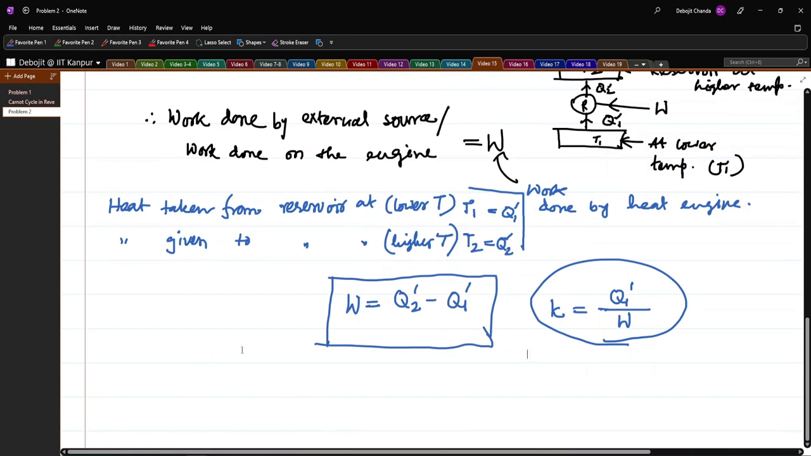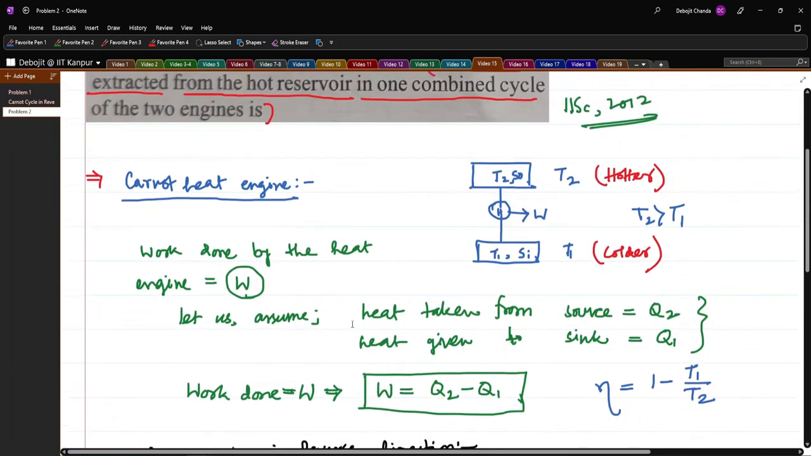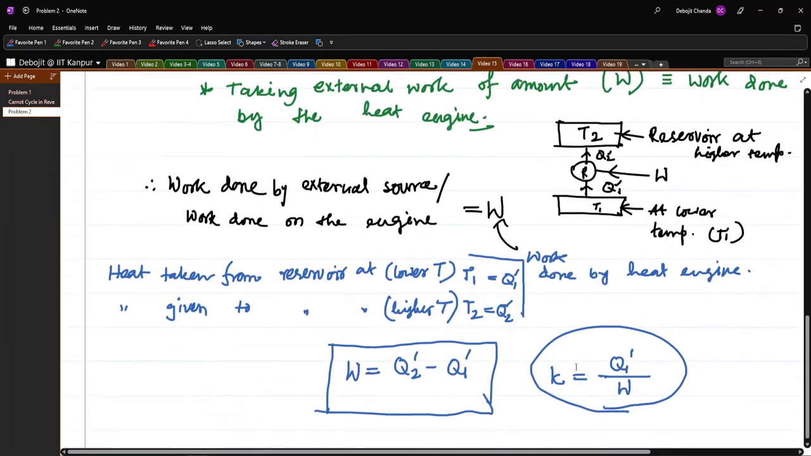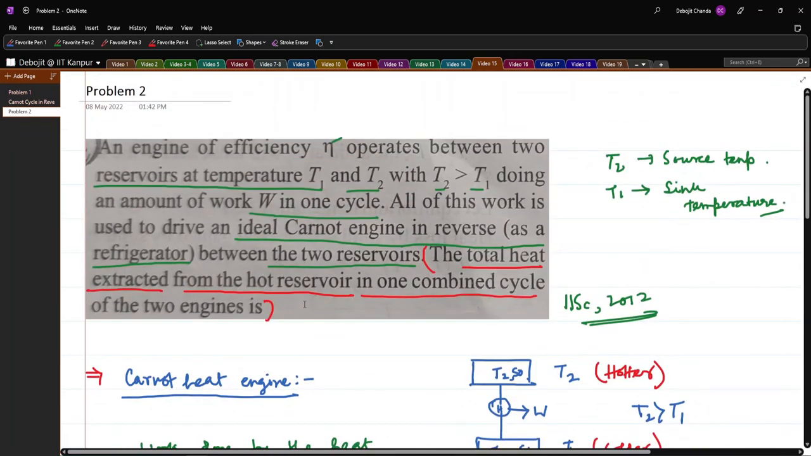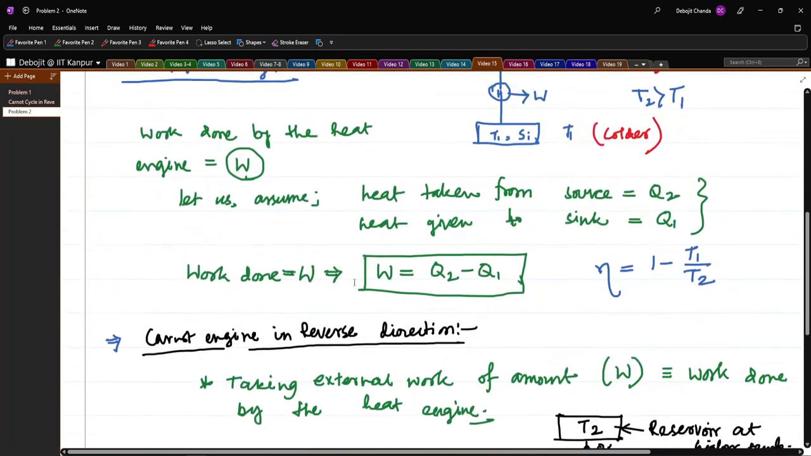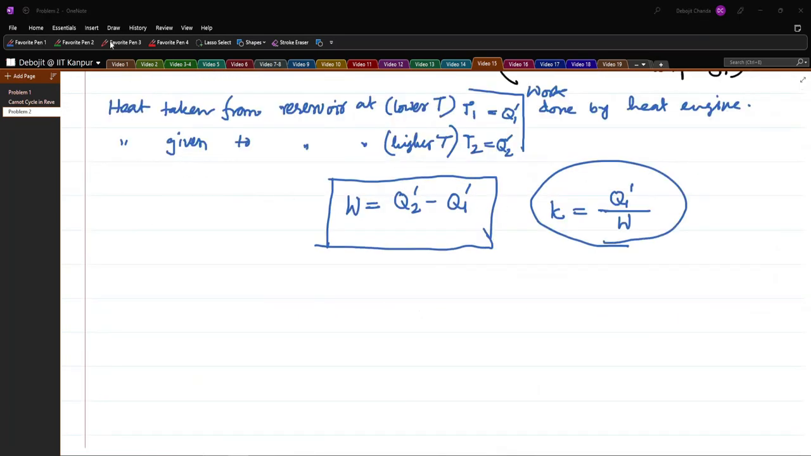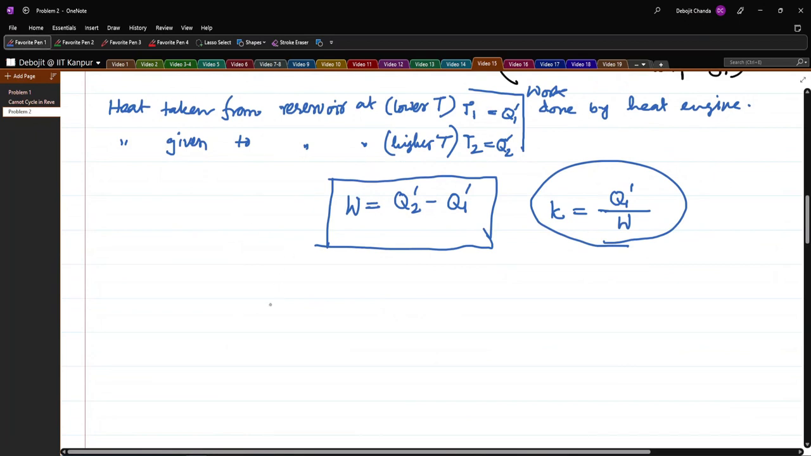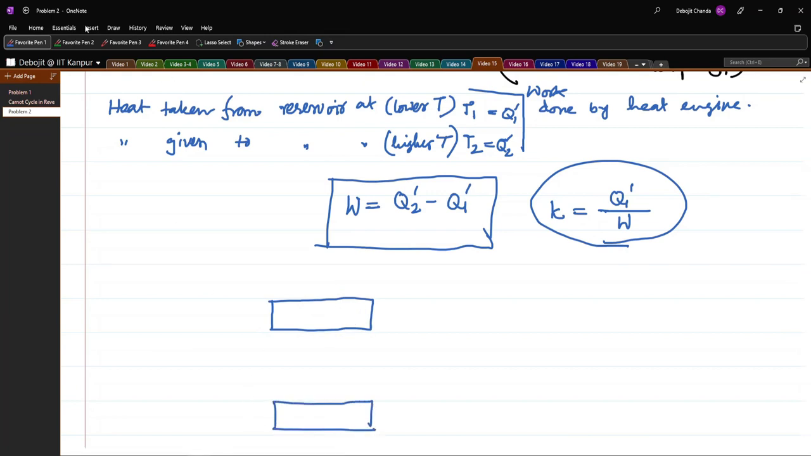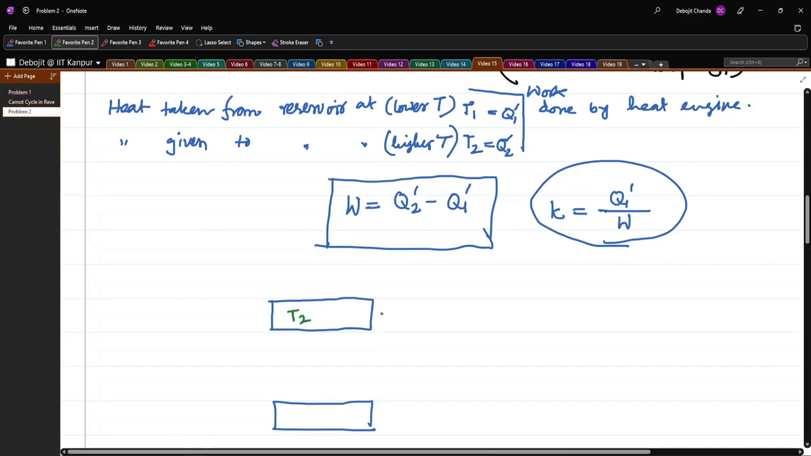So now let us draw both the engines working between these two reservoirs in a single picture, and then we will just see how to calculate the total heat extracted from the hotter reservoir. So we have one reservoir here, another one here. So this one is at temperature T2, hotter reservoir, and this one is at temperature T1, colder reservoir.